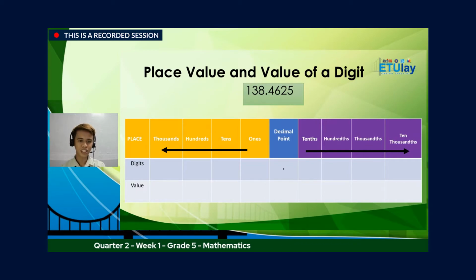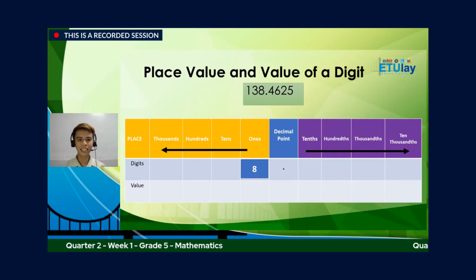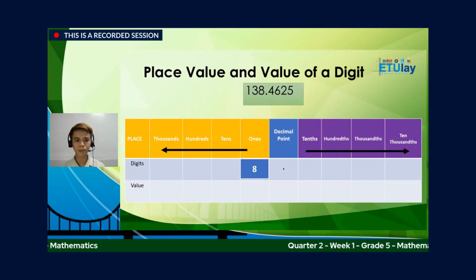So the digit that is in the ones place ay yung 8. Since siya ang unang number na makikita natin mula sa decimal point papunta ng left. Siya yung pinakaunang number mula sa decimal point papunta ng left.